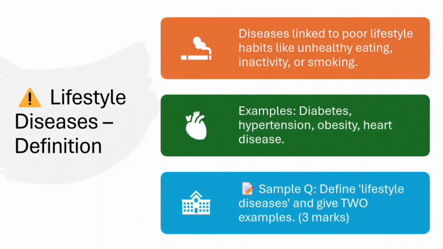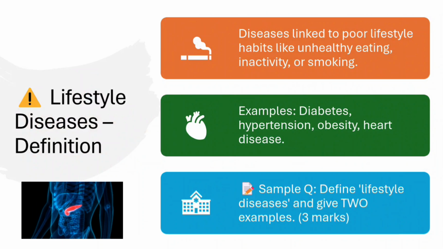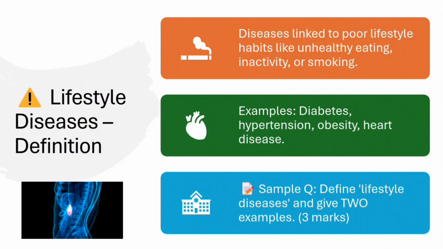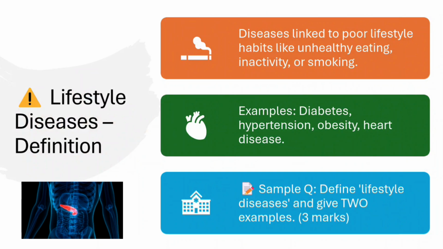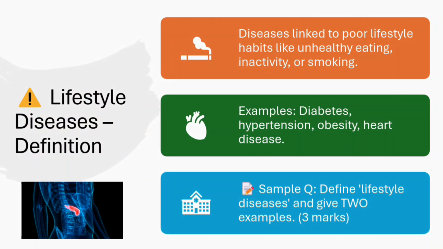All right, so starting off with our definitions. Lifestyle diseases, what are they? They are diseases or illnesses linked to poor lifestyle habits like unhealthy eating, inactivity, or smoking. There are different types of lifestyle diseases such as diabetes, hypertension, obesity, and heart disease. Now our sample question may be: define lifestyle diseases and give 2 examples.